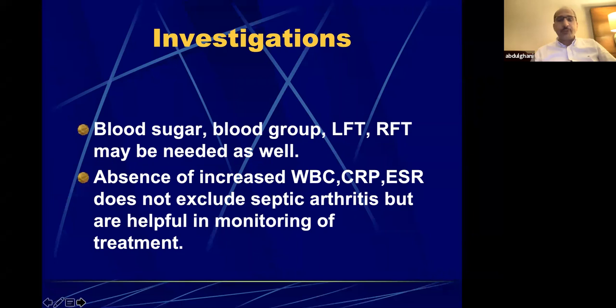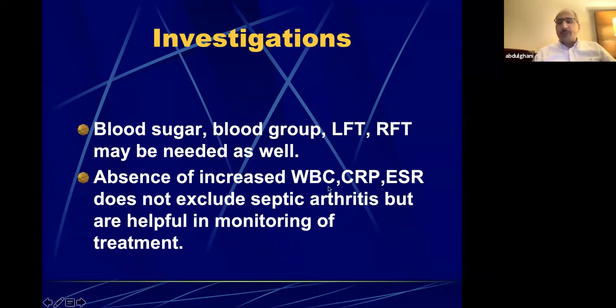Of course, you have to ask for other routine investigations like blood sugar and blood group, because the child may need a blood transfusion, or adult LFT or RFT depending upon the circumstances and any comorbidities for that matter. But invariably, you should be asking for these basic routine investigations, one to have the baseline, two to rule out any predisposing abnormality, so that you can give the drugs appropriately, and of course, subsequently you can monitor them.